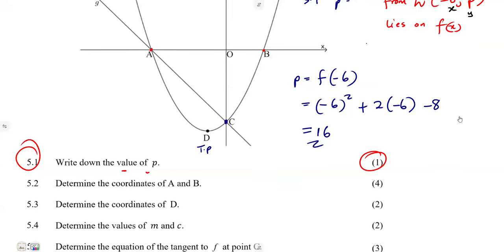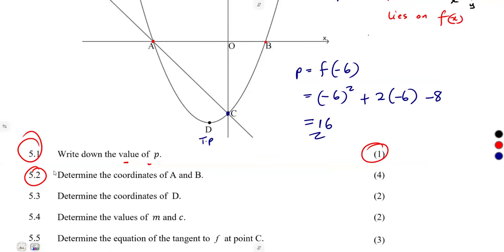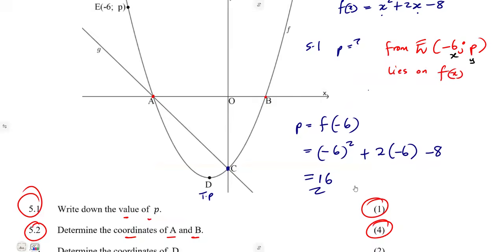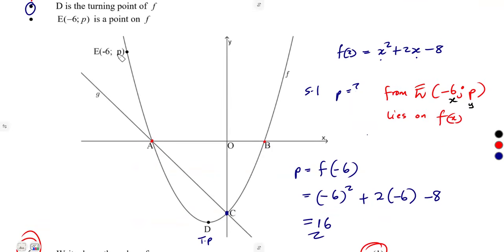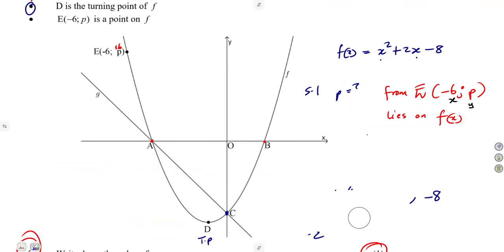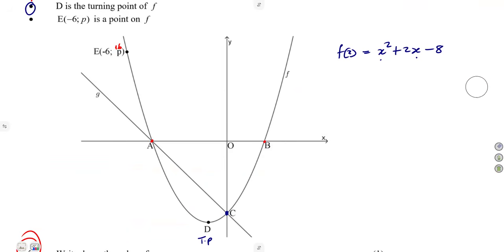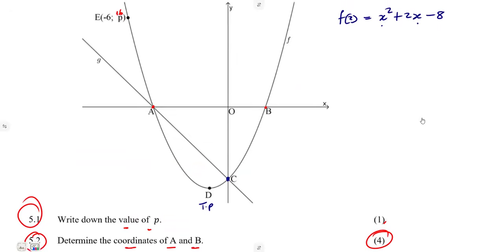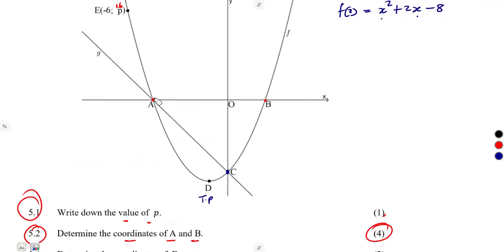So moving on to 5.2, we are now asked to determine the coordinates of A and B. That was for 4 marks. Let us consider this. Here we said p is 16. To find the coordinates of A and B, we can see that A and B are the x-intercepts of this function f.